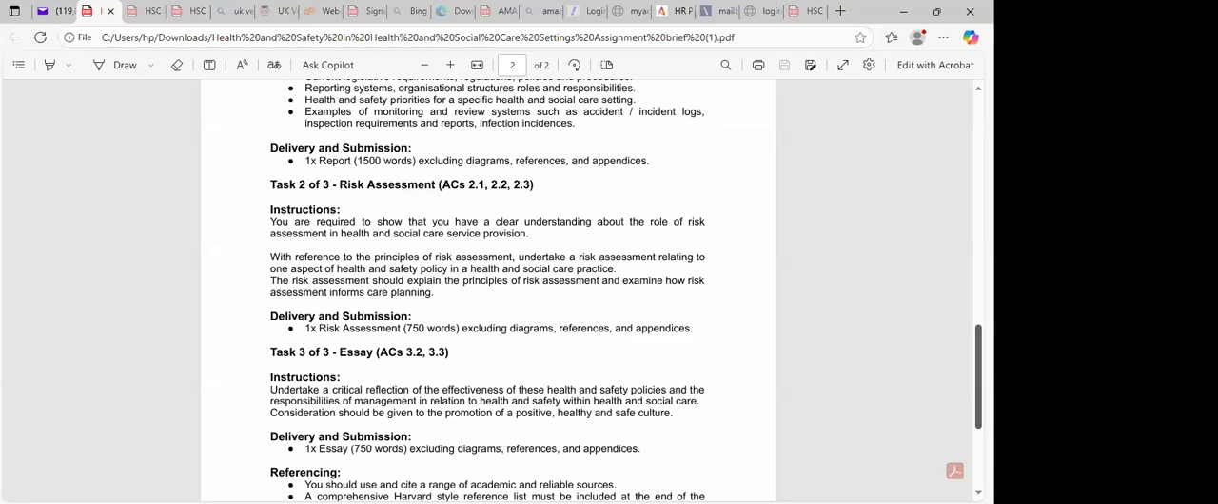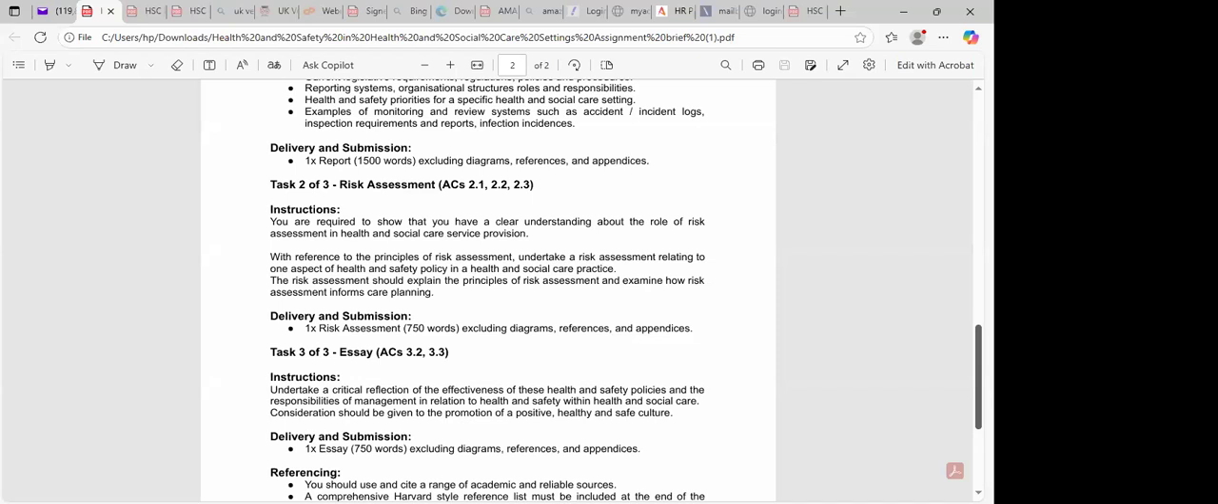Amazing. So per risk assessment, we can tell that a service user or a client may need two people to help them to go and bath, isn't it? Yes. So all you are doing is preventing harm and danger, the environment and all that. That's the essence of risk assessment. And you are required to show a clear understanding of the role of risk assessment in health and social care service provision, isn't it? Yeah.